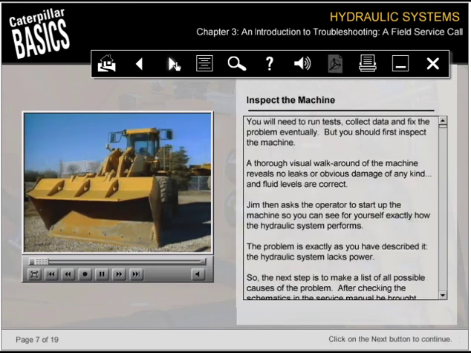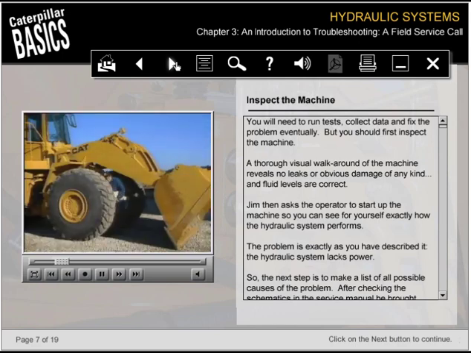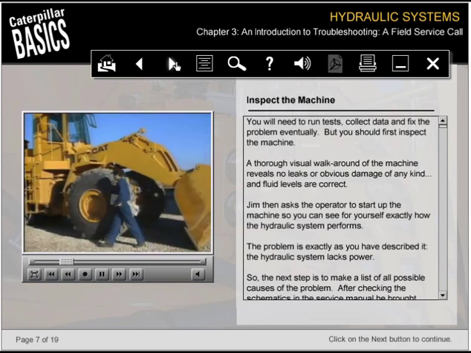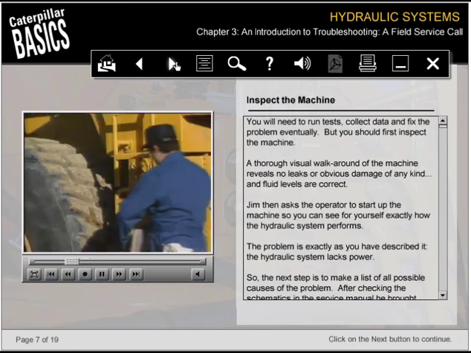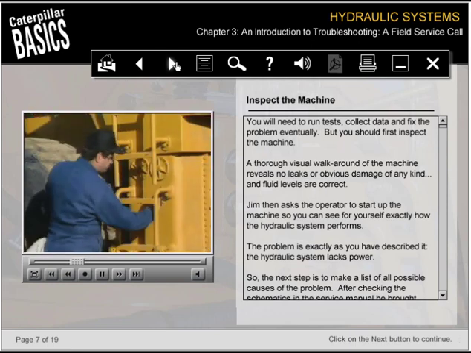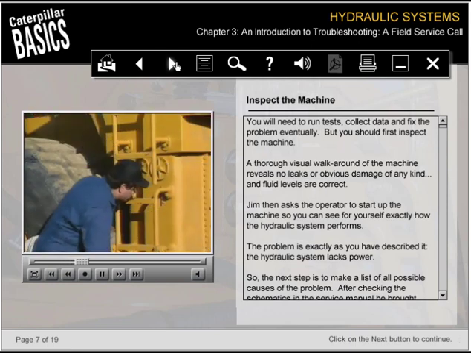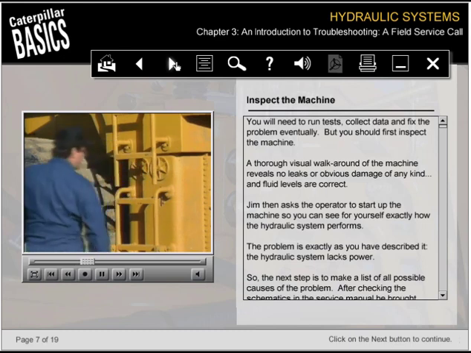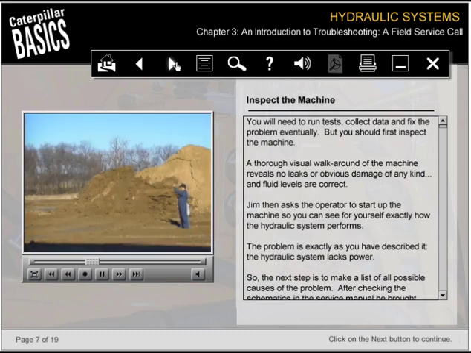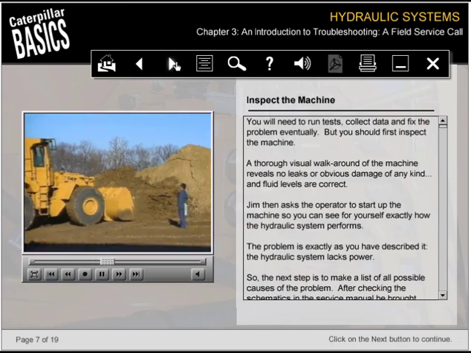Well, you will need to run tests, collect data, and fix the problem eventually. But you should first inspect the machine. A thorough visual walk-around of the machine reveals no leaks or obvious damage of any kind, and fluid levels are correct. Jim then asks the operator to start up the machine so you can see for yourself exactly how the hydraulic system performs.